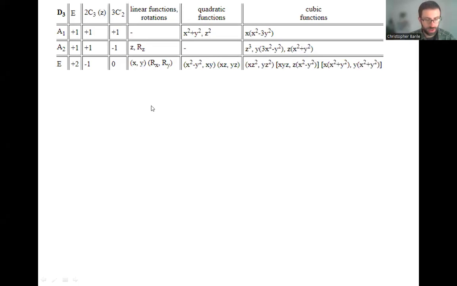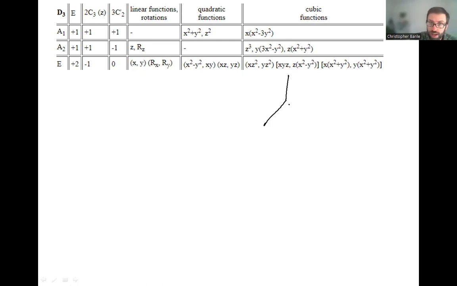Okay, in this video, we are going to demonstrate how these different functions transform in the D3 character table with the symmetries that they do. So when we derived this character table in a previous video, we actually didn't end up using any of these functions. So I thought it'd be useful to show why these functions have the symmetries that they do.